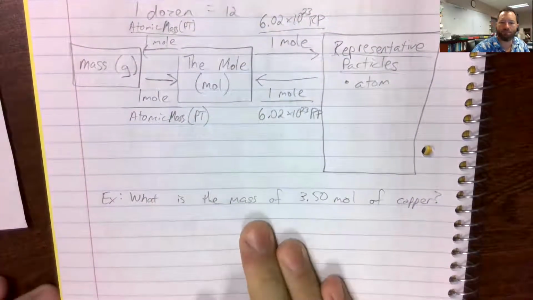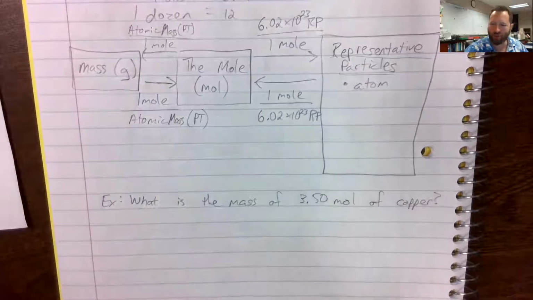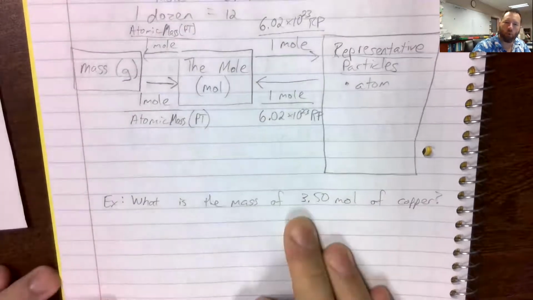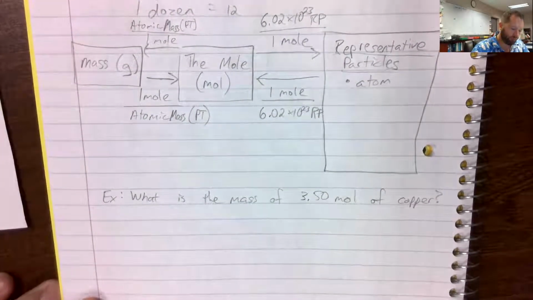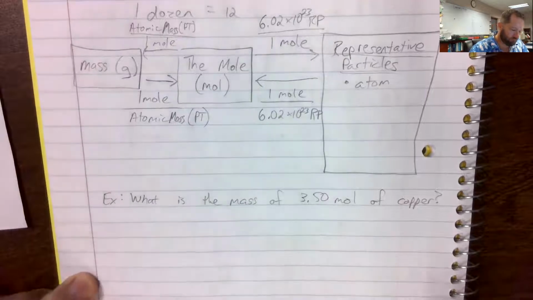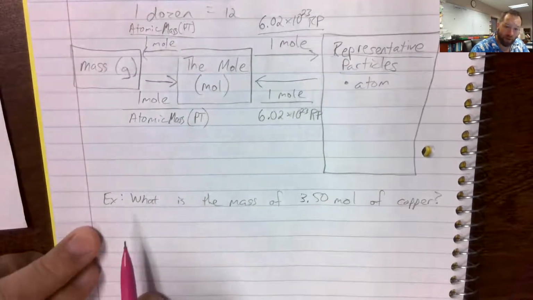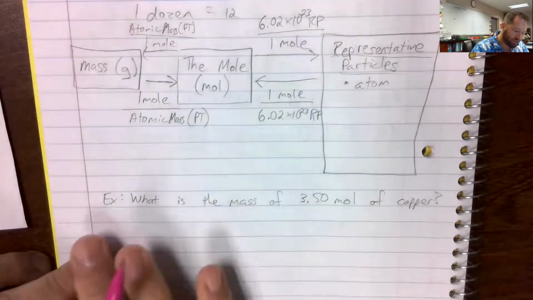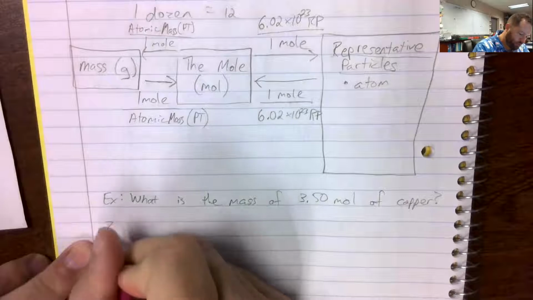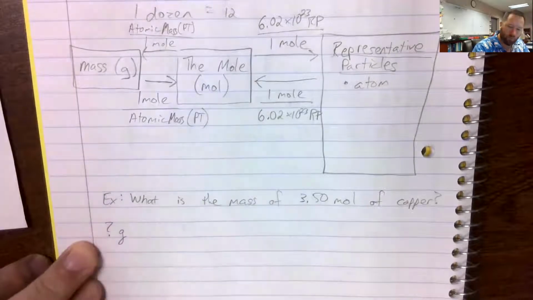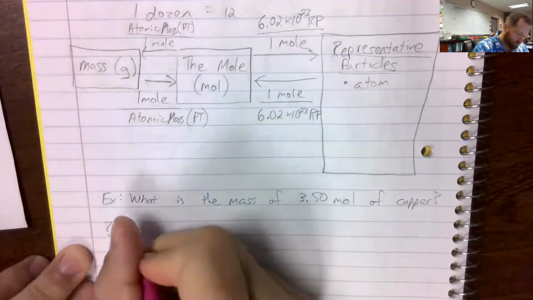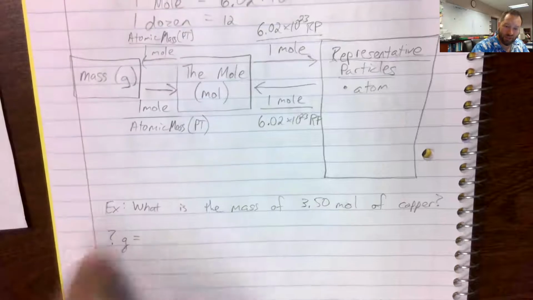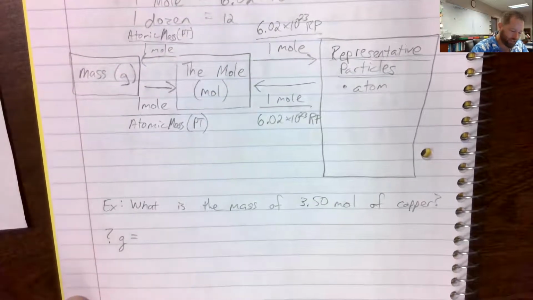What is the mass? And they're asking for the mass conversion in grams of 3.5 moles of copper. All right, well, we've had practice with this. They're asking what is the mass? We're going to put grams. We measure mass in grams. So that's what we're going to start with. Yes, I want to see that. It's worth half a point.